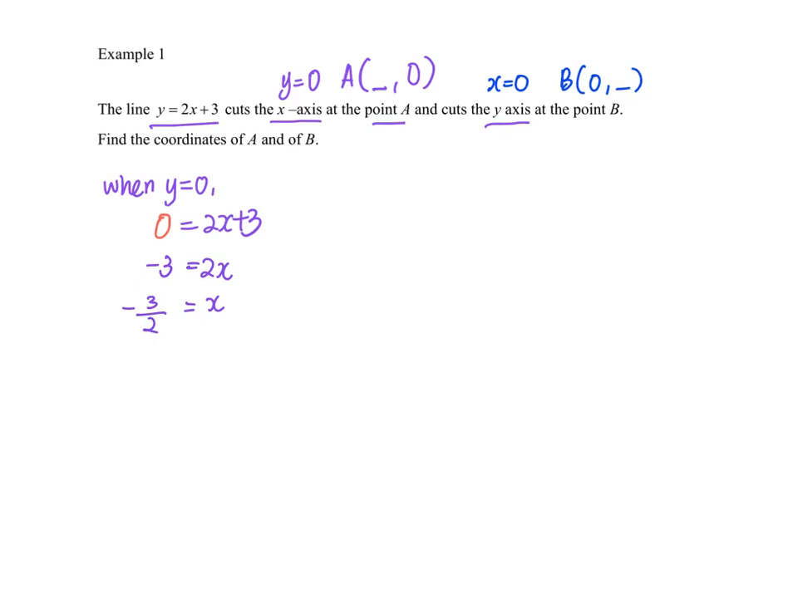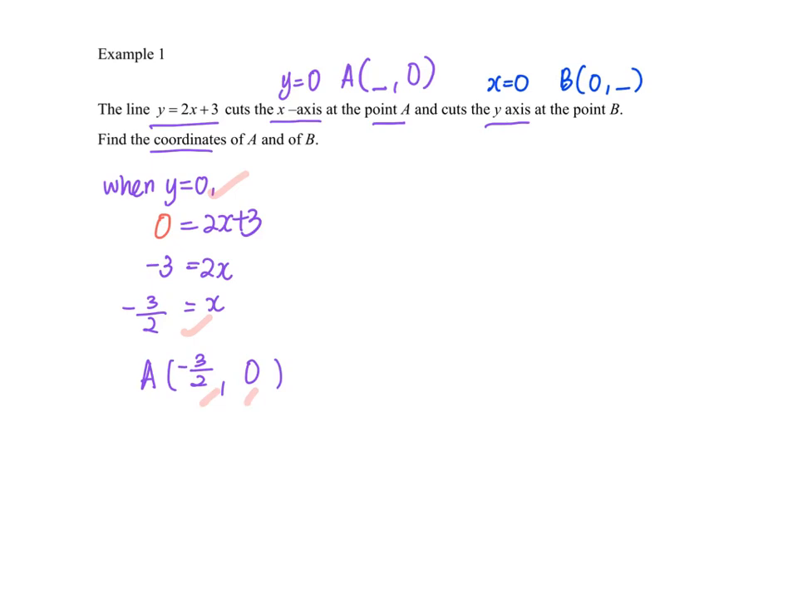If that's the case, what are the coordinates of A? They want the coordinates, right? So A will be the x and y numbers. The x number will be negative 3 over 2, or some of you may write negative 1.5. And the y number will be 0. So it's given down here, these two numbers.